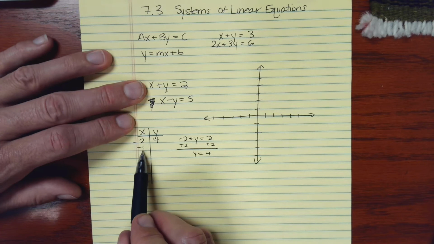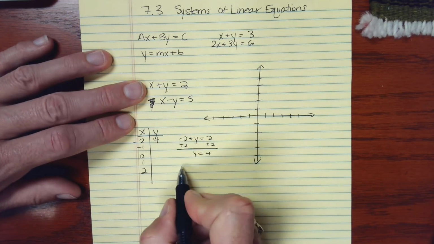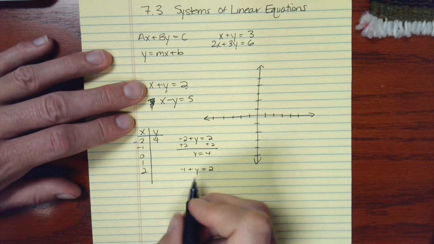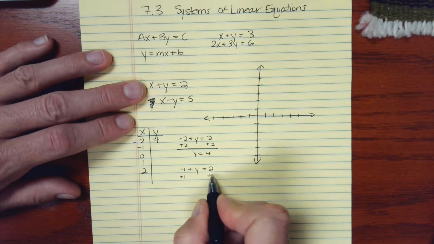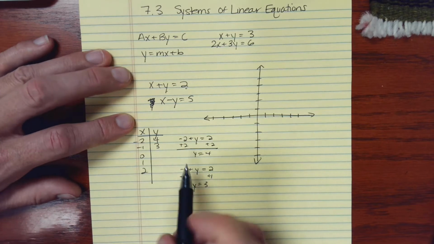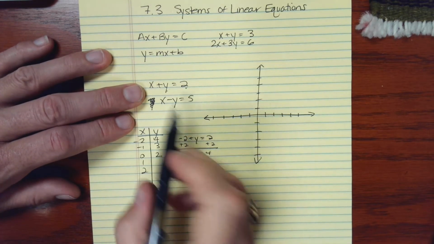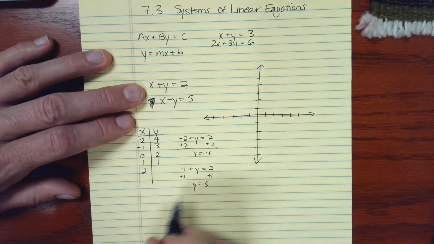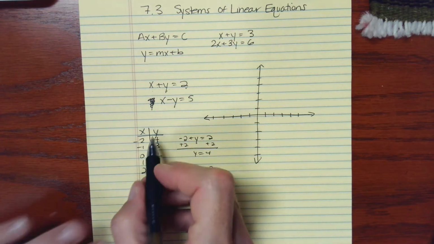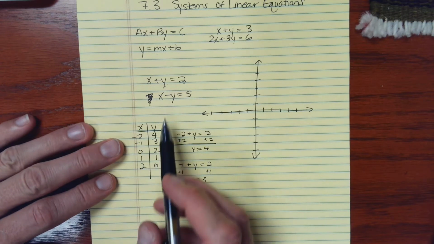For the next number, negative 1 plus some number is 2. So adding 1 to both sides, I would see that the solution is that y must equal 3. And then 0 plus some number is 2. That would be 2. And 1 plus some number is 2 would be 1. And 2 plus some number is 2, that would be 0. So here I have 5 ordered pairs. That's more than enough to graph this equation.